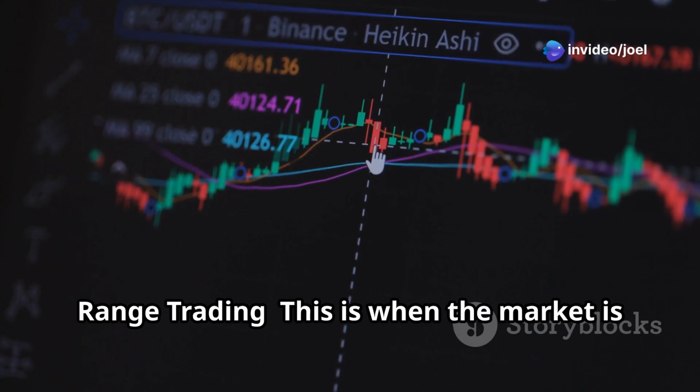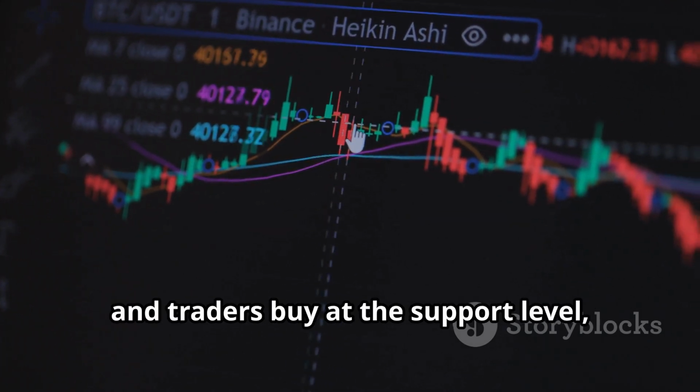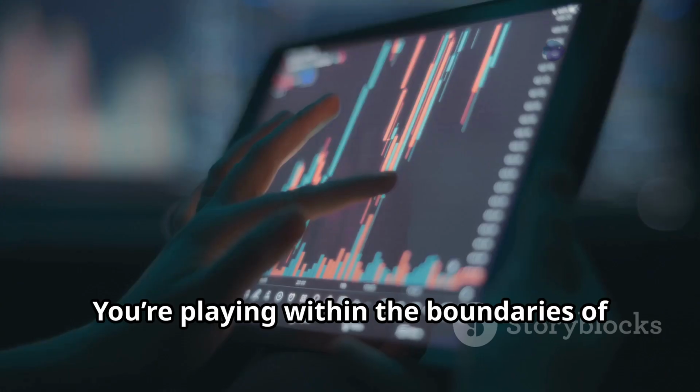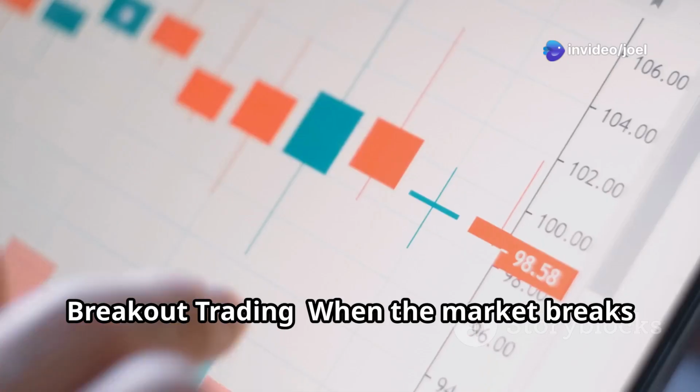Range trading. This is when the market is moving within a set range, and traders buy at the support level, the lower end, and sell at the resistance level, the upper end. You're playing within the boundaries of the market rather than betting on a breakout.